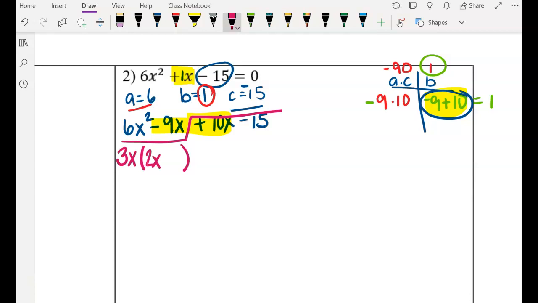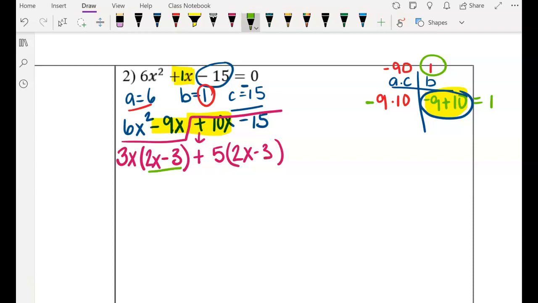9x divided by 3 is going to be 3x, but there's a negative, so we know it's minus 3x, okay? Now this is a plus sign, so we will drop that down. 5x and 15, we know there is a 5 in common, right? 10x divided by 5, student, that's 2x. Negative 15 divided by 5, that's a negative 3.